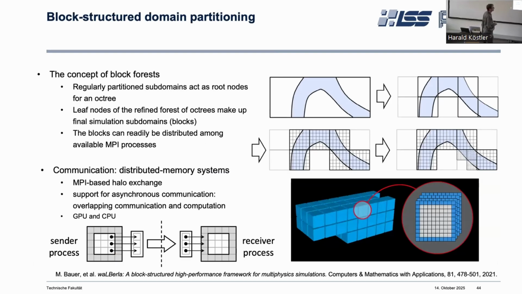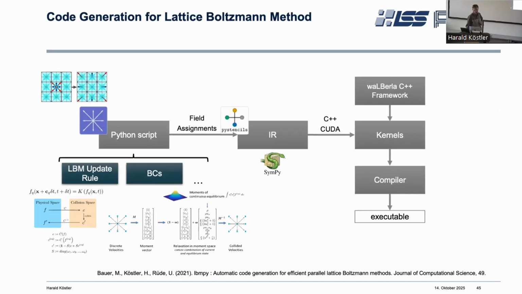And interesting for the code generation is, of course, the data structure. This is an octree, and we are also able to do adaptive grids. So we can adaptively refine the octree, and we can also do dynamic load balancing. And of course, we support GPU and CPU.